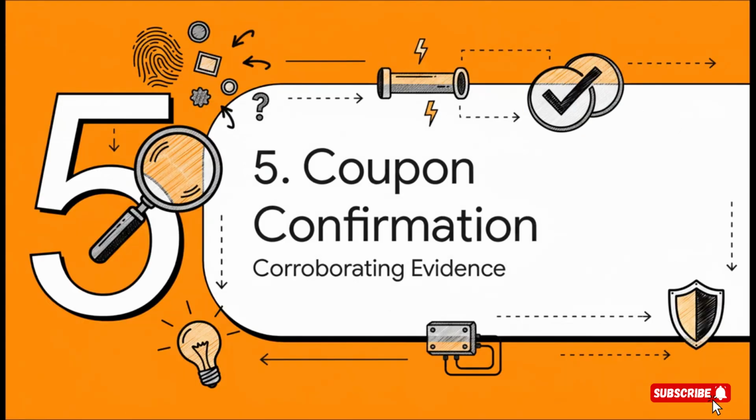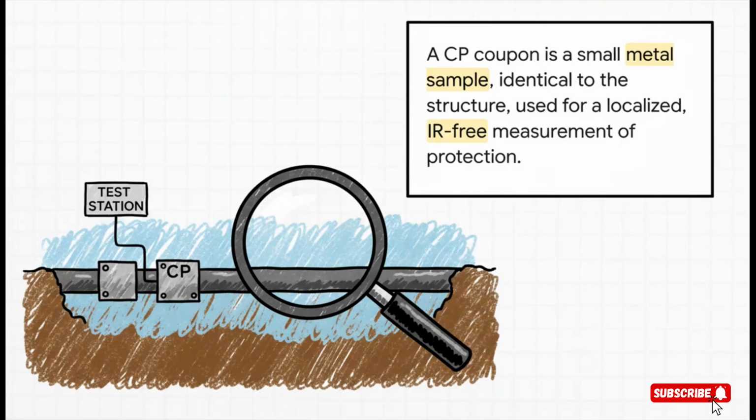Any good detective will tell you you never, ever rely on a single piece of evidence to close a case. You need corroborating proof. And in our world, one of the best ways to confirm our findings is by using something called a CP test coupon. So what exactly is a CP coupon? Well, that's pretty much what it sounds like.